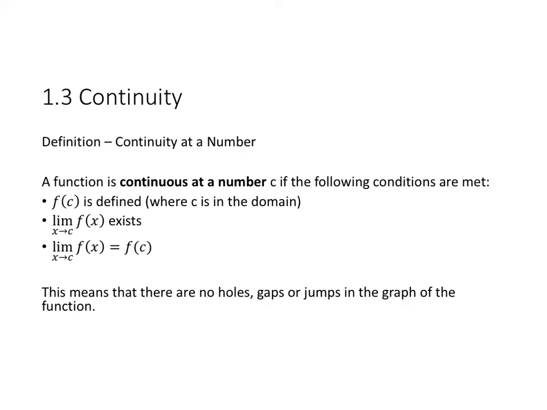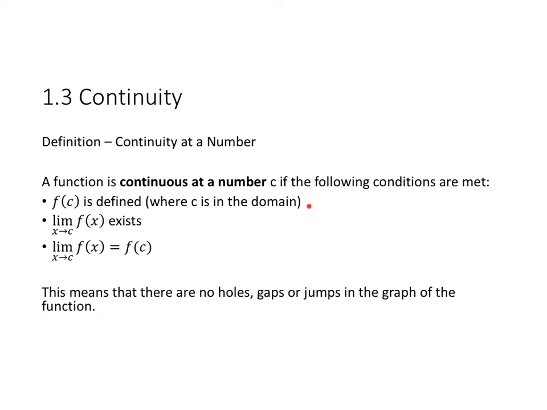For a function to be continuous, it means there's no holes, gaps, or jumps in the graph. Basically, it's saying that I can trace the entire graph without picking my pencil up. Let's look at the formal definition. A function is continuous at a number c if the following conditions are met.